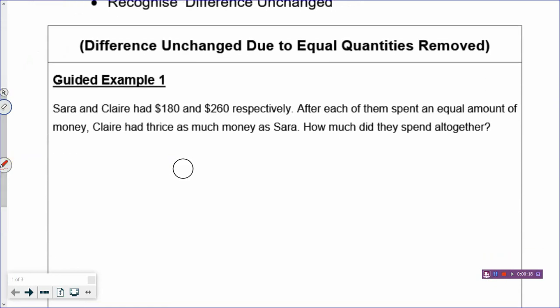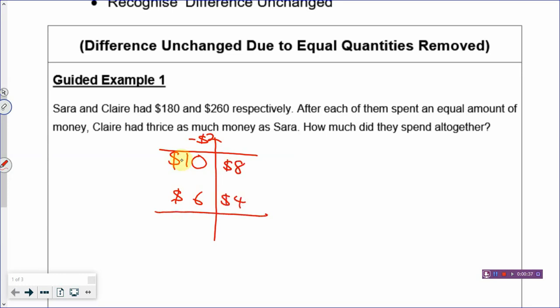Let's say Mr. Ong has $10 and you have maybe $6. If we both spend equal amounts of money, let's say we both spend $2, I will have $8 left, and you will have $4 left. And what is our total money? Our total money at first is 16, and now it became 14. It became 12.